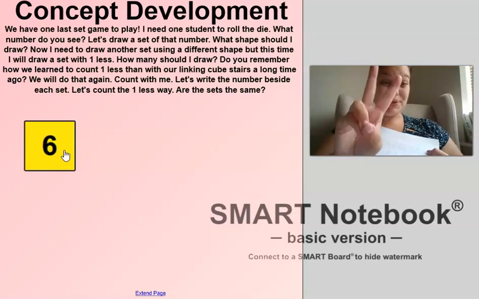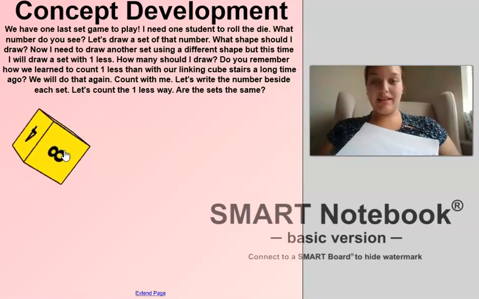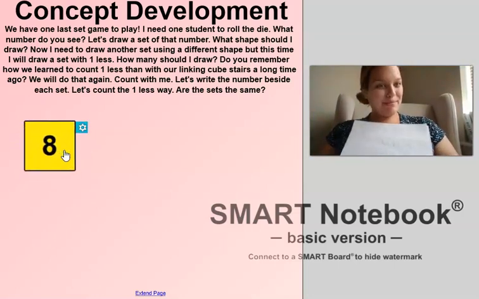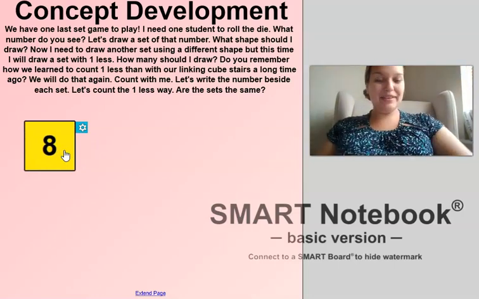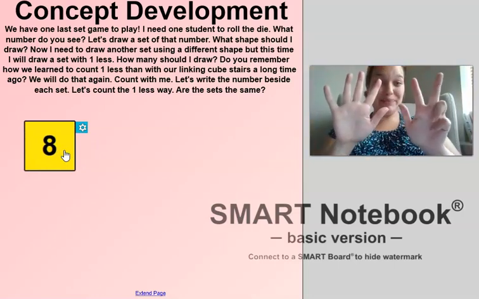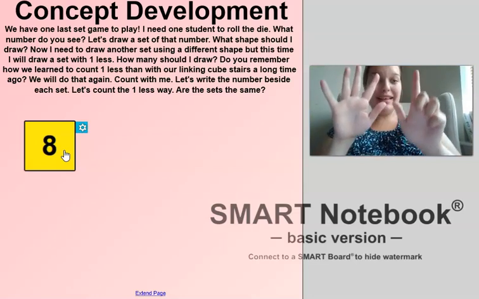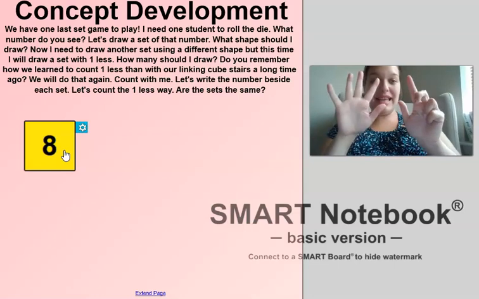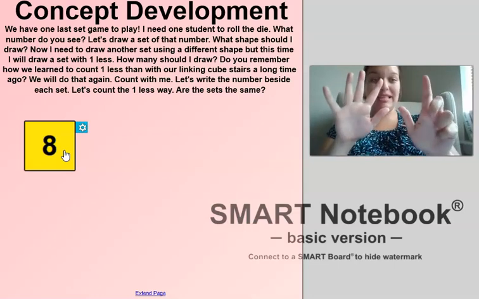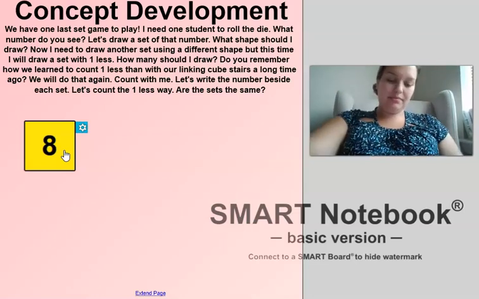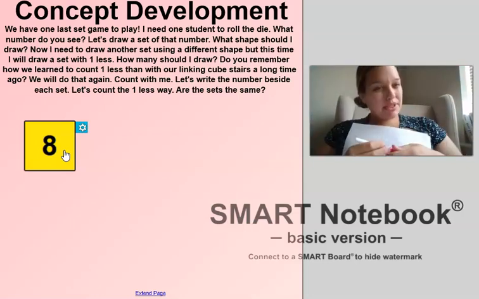Okay, we're going to go do 2 more together, okay? What number is that? 8. Show me one less on your hand. Good job. So we could say 7 is 1 less than 8. So what number is going to be in our top set?